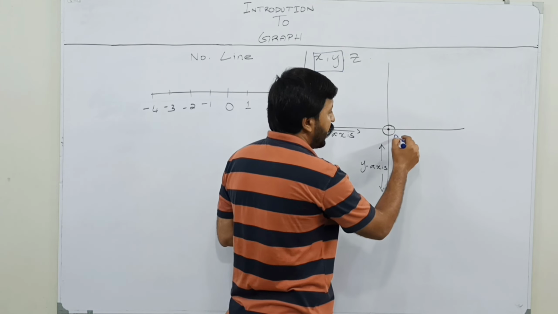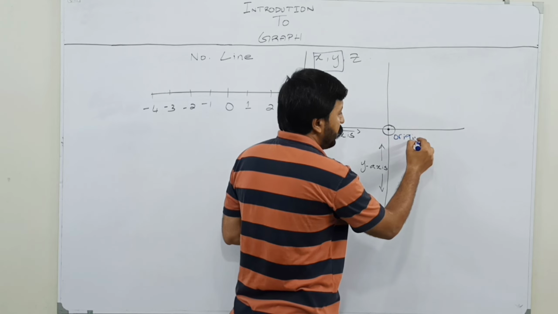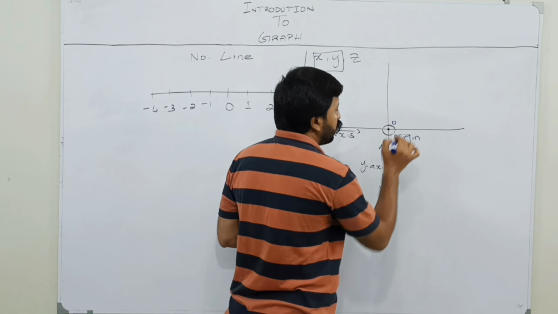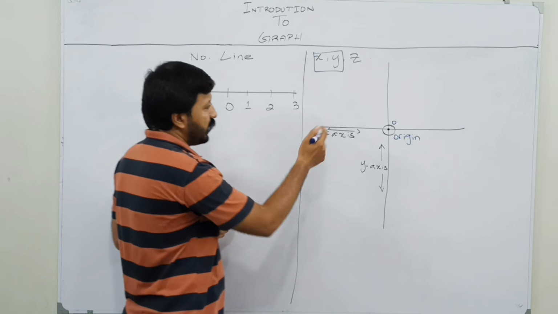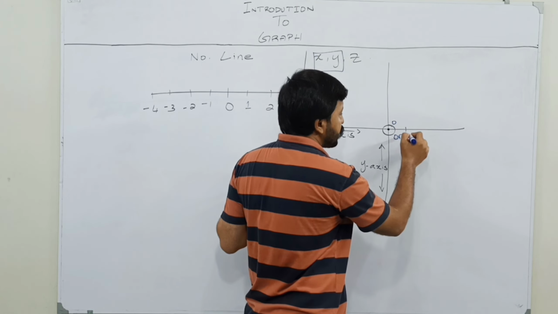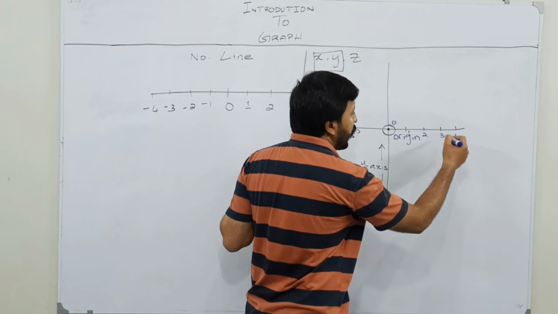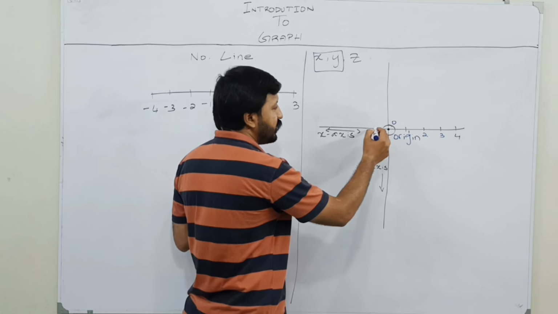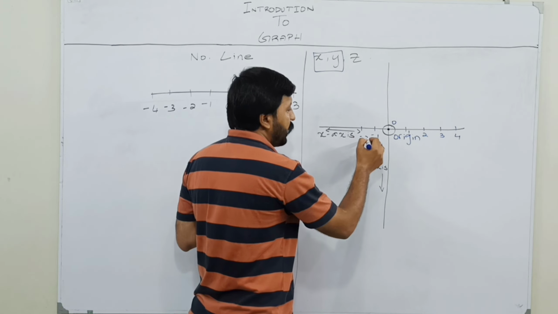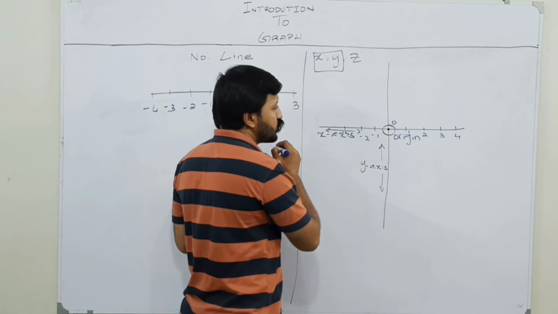Here x and y both have the value 0. Okay, and on the right hand side it will be plus 1, plus 2, plus 3, plus 4 and so on, and on the left hand side it will be minus 1, minus 2, minus 3 and so on.